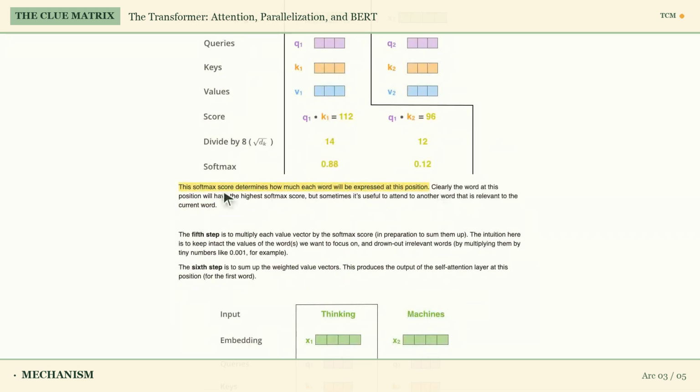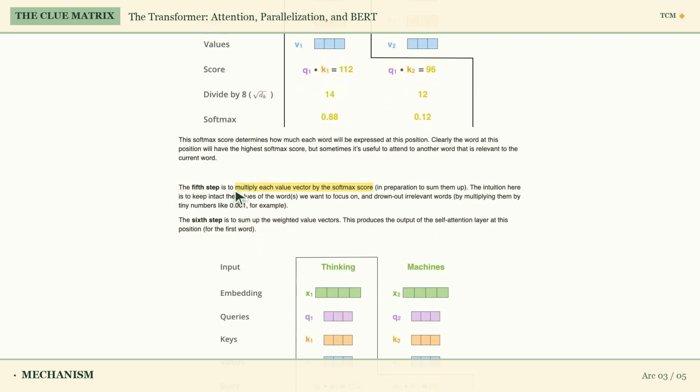This is crucial. This softmax score determines how much each word will be expressed at this position. It's a learned weighting, allowing flexible contextual blending. So instead of just grabbing a single word, it's taking a blend of all words weighted by their relevance.